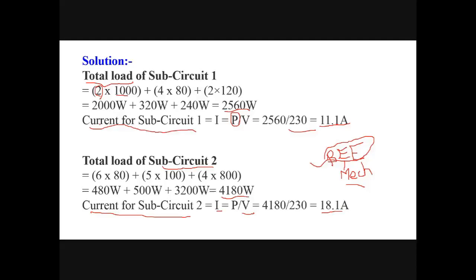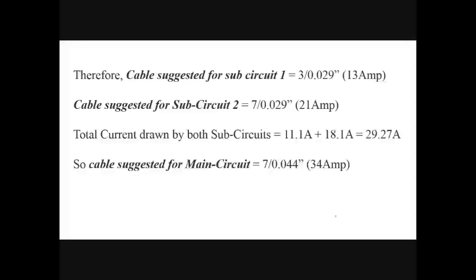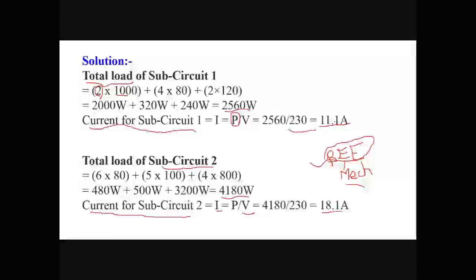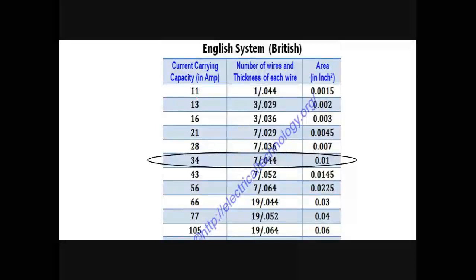We are interested in finding the cable size. We have found the current for each subcircuit: 11.1 for subcircuit 1 and 18.1 for subcircuit 2. The numerical is not finished yet, because we have to find the cable size. So the cable suggested for each subcircuit: how much cable does circuit 1 need? It carries a current of 11.1 ampere.